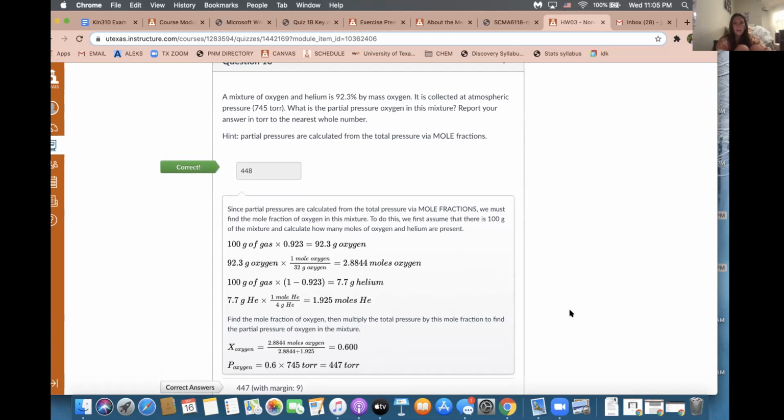The partial pressure ones confuse me. Oh, okay, I see. Let me see. These are the partial pressure ones. Let me see, 0.5, find the mole fraction. And partial pressures are calculated from total pressure and varying mole fractions.